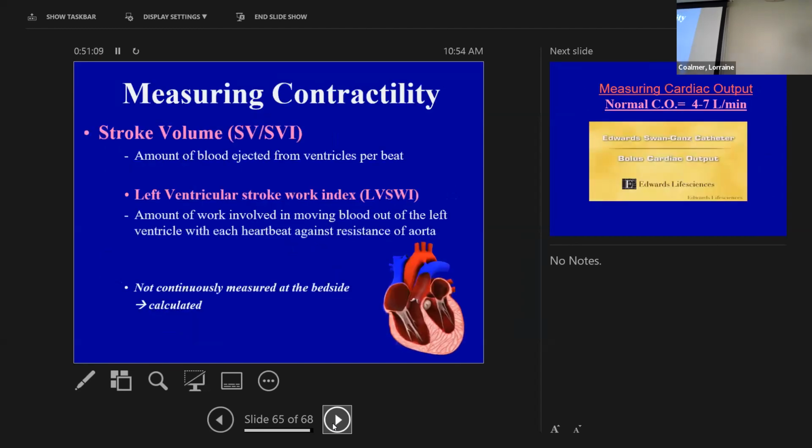All right, contractility. The stroke volume, which we talked about, and stroke volume index, which is more specific to the patient. This left ventricular stroke work index really tells me how well that left ventricle is contracting. That's the best indicator of what's going on with that left ventricle. That's the major pumper of the heart, right? It has to get blood out for the rest of the body. Again, it's a calculation that the machine does. I don't have to calculate. Debbie Phillips can, but I can't. Continually measured.